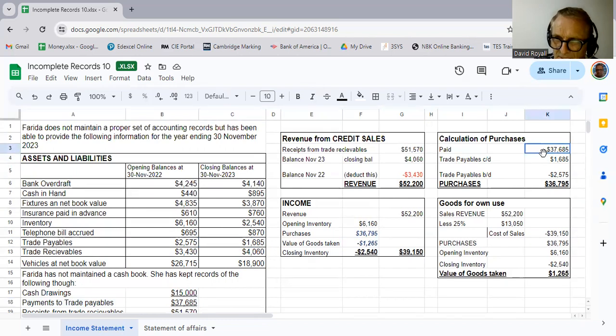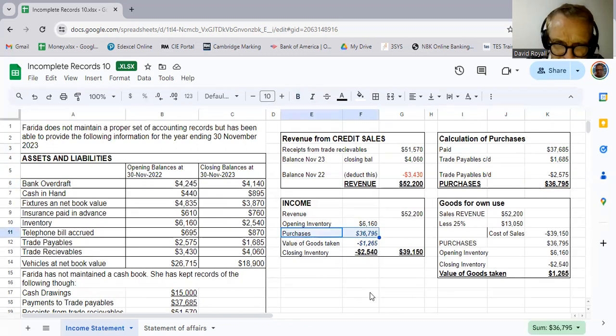So that's got to be included in our purchases, but we take away what we started with because that was last year's purchases. And again, we can't double count that. You must not bring that into this year's purchases. Otherwise, you'll have counted it last year and this year. Not allowed. So the net purchases is now this figure here, 36,795, which we can carry over to the purchases here.